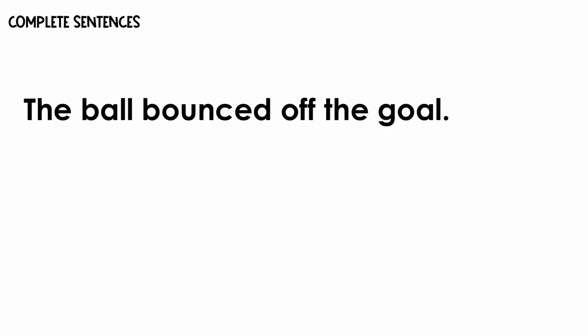Now it's your turn. The ball bounced off the goal. What is the subject? Good job. It is ball. What is the predicate? Yes, it is bounced. It's an action verb. The ball bounced. It has a subject and a predicate, so it is a complete sentence.